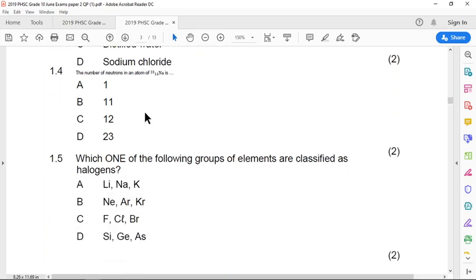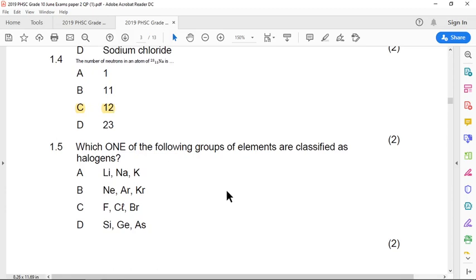The number of neutrons in an atom of sodium-23/11 is, they want to know the neutrons. So the 11 is how many protons and electrons there are. The 23 is the mass. So you find the neutrons. You say 23 minus 11 is 12, and that is your answer.